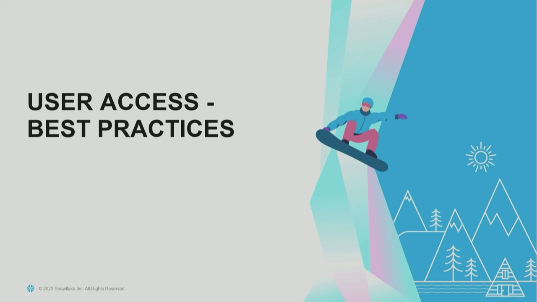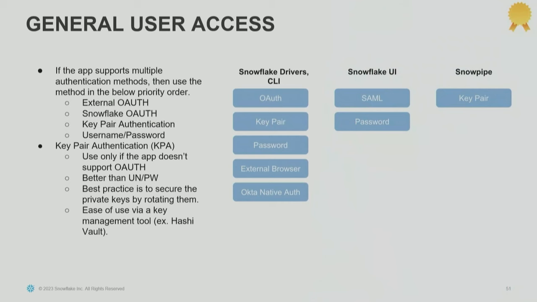All right. So let's talk about user access best practices, the general hygiene of how users should access Snowflake. One of the frequently asked questions is, what authentication method should I use for my data app? That primarily depends on what your data app supports in terms of capabilities. If it supports OAuth, please go for OAuth all the time. That's the recommendation. Snowflake supports external OAuth and Snowflake OAuth, and I'm going to cover that in a little more detail in the slides to come.